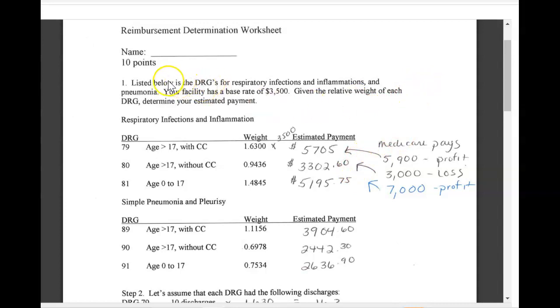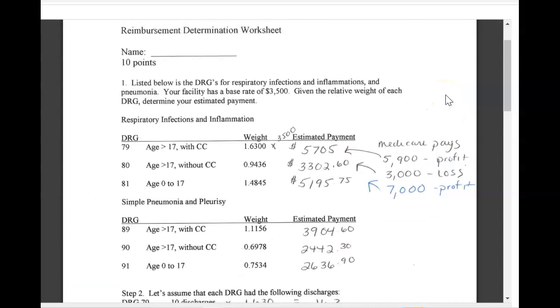Okay, so our facility, we have DRGs for respiratory infections and inflammations and pneumonia. Your facility has a base rate of 3,500. Given the relative weight of each DRG, determine your estimated payment. Okay, so we have the relative weight of DRG 79, 1.6300. We times that by the hospital base rate. See how I have it written here in the corner, which is $5,705. And same thing, times 3,500, there's my answer.